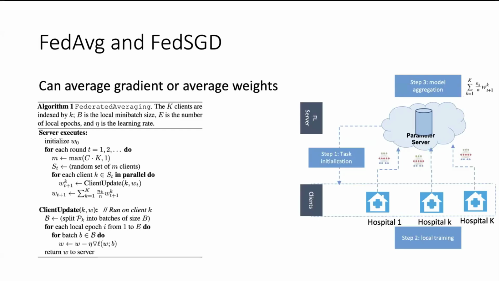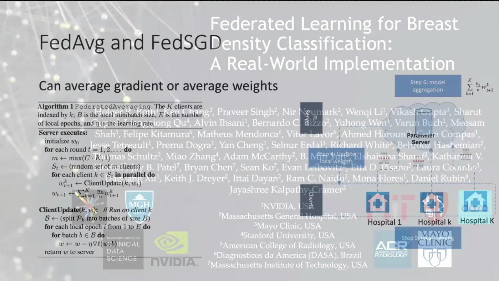In the federated averaging situation, which is probably what people are most familiar with, you have a model at the central server, it goes down to each hospital, you train locally, you update the local weights, and this process continues until you get convergence.